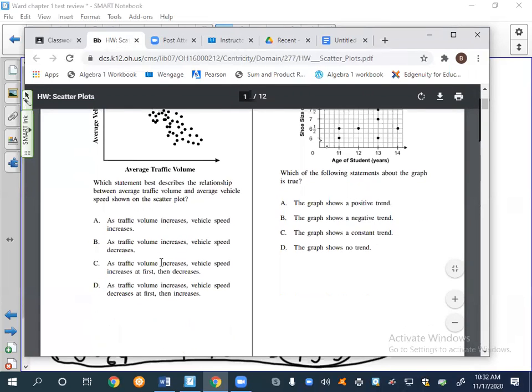It's going down. So B says as the volume increases, as I get bigger on the x, the y's are going down. The speed decreases. Would you agree with that statement? So what's the answer to number 1? B.